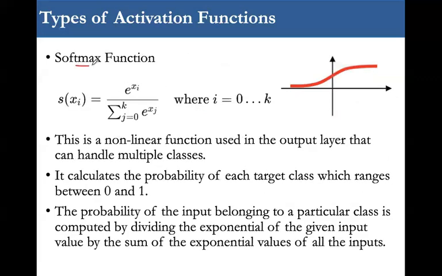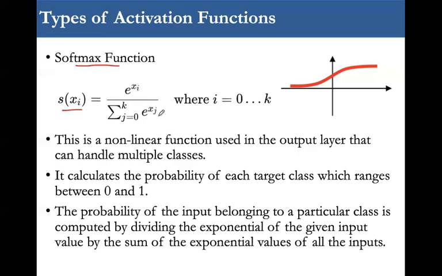The next one is softmax function. It is mathematically represented as S of xi equal to e power xi divided by summation of j equals to 0 to k e power xj, where i is equal to 0 to k. This is a nonlinear function, and it is used in the output layer, which can handle multiple classes. This calculates the probability of each target class, which ranges between 0 and 1.